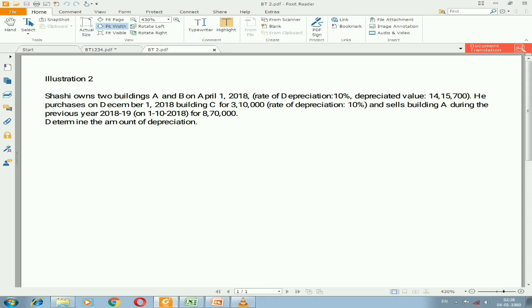So now you can see one more illustration that you need to solve by yourself. You can pause the video, write the question and answer it. If you have any doubts, please mention them in the comment section. I'll try to clarify it. And in the coming session we are going to solve some more problems related to depreciation which come in the question paper.